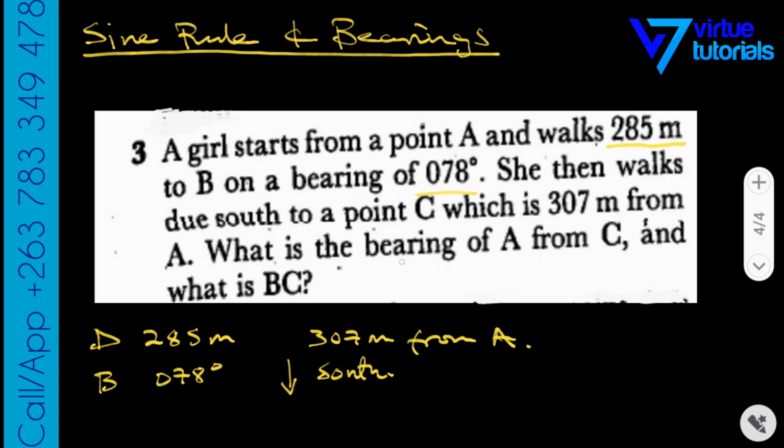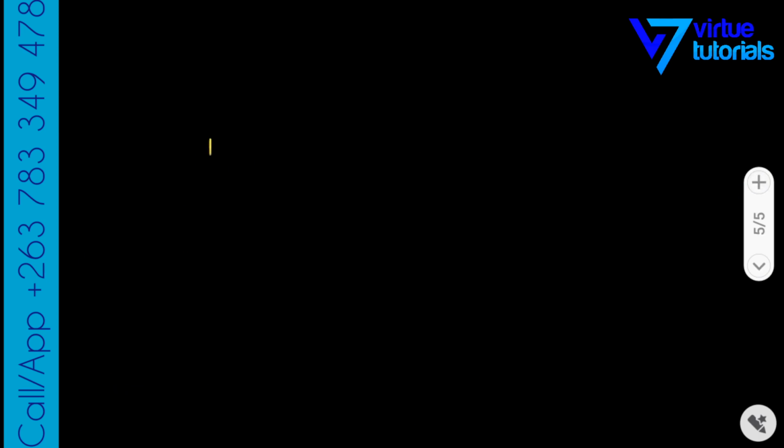And now you've got two questions. What is the bearing of A from C? And what is BC? So the first thing, let's try and draw this and see what it would look like. The first thing being the movement here, 285 meters from point A at a bearing of 78 degrees. I can mark any point here. This makes my point A, and then I draw a north line because bearing is measured from the north. And then sketch a 78-degree angle, which is her direction from the north.